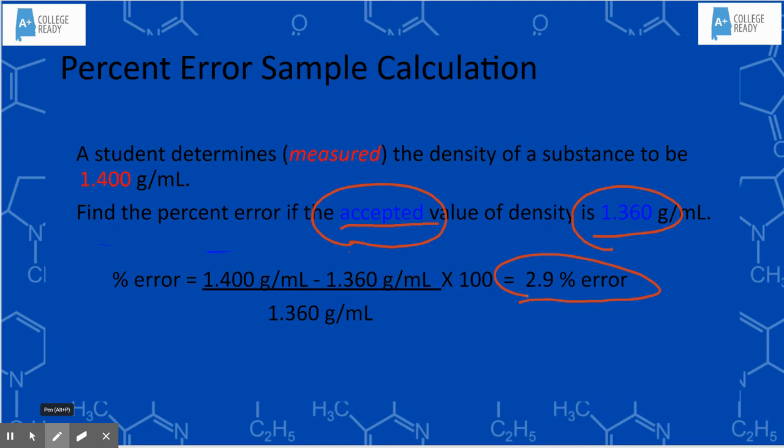So that's a really easy calculation. You're pretty much just going to plug your numbers in where they belong and do the math that goes with it.